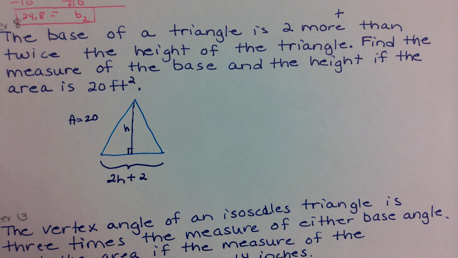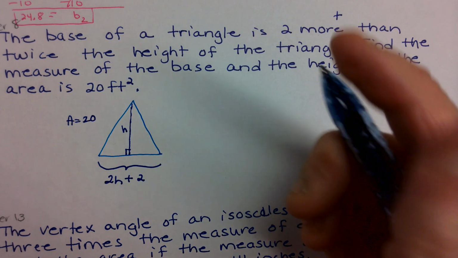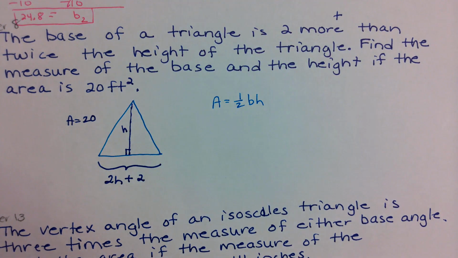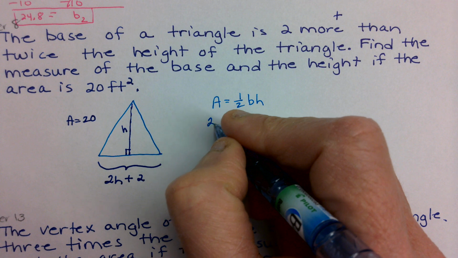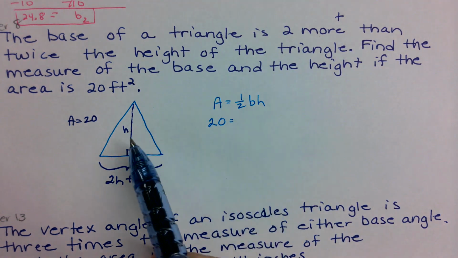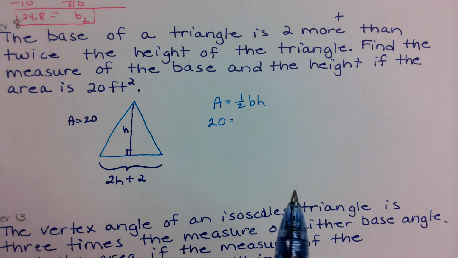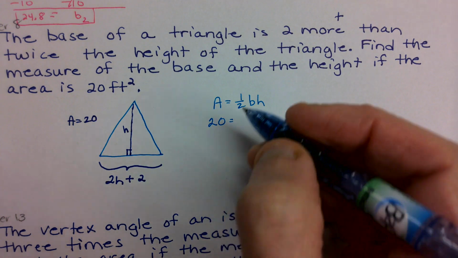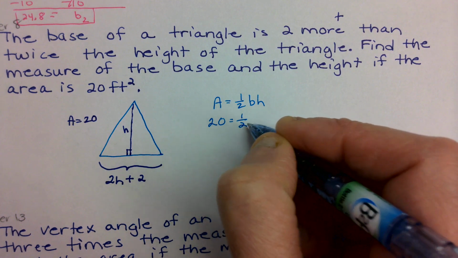Well, as we've always known, we start with the formula. Area equals 1/2 base times height. It tells you the area is 20, so put that in. And now, granted, you don't know numbers for your base and height, but they are related because they're both in terms of h. So we're going to substitute those in.